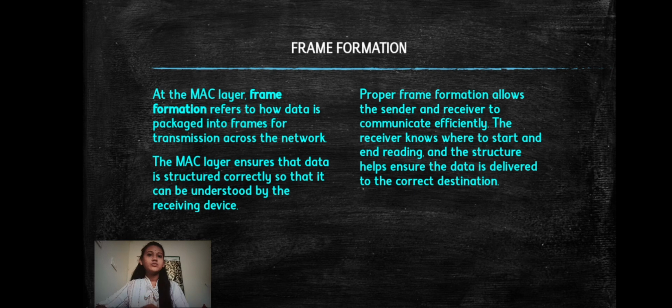The structure of the frame helps the receiver understand the data and know where it's going. This ensures the data gets to the right place and is understood properly, so the sender and receiver can communicate without issues. So frame formation is all about making sure the information is packaged correctly to avoid confusion during transmission.